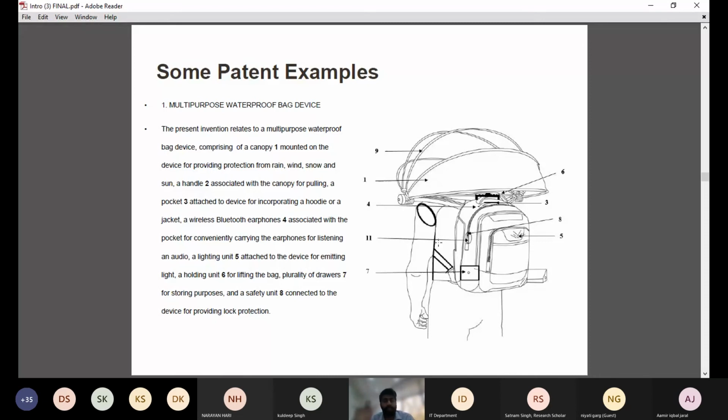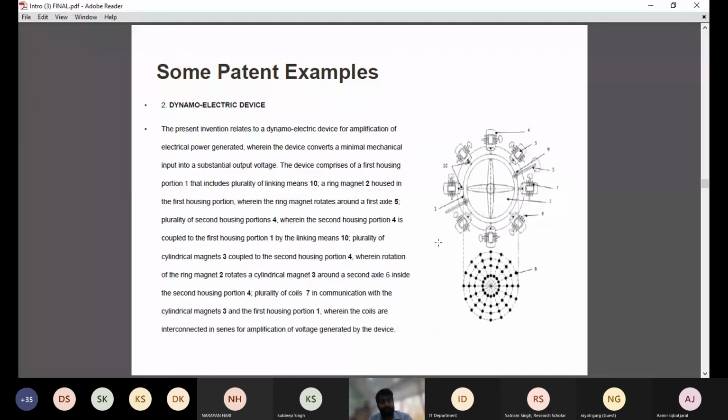The main advantage of this mechanism is that if your existing bag was, let's say, 250 grams, then with the addition of this umbrella and the mechanism, the bag weight has not increased by more than 50 grams. So this was the main invention, that he developed that mechanism with less weight in the bag. Another example is a Dynamoelectric Device. This is just a small play ball, we can say, which you can play with and generate and store electricity while playing.